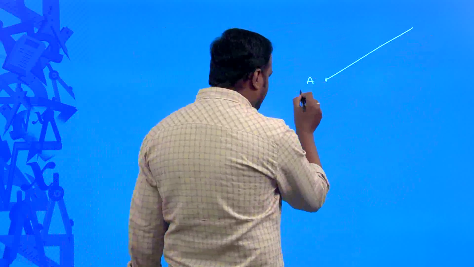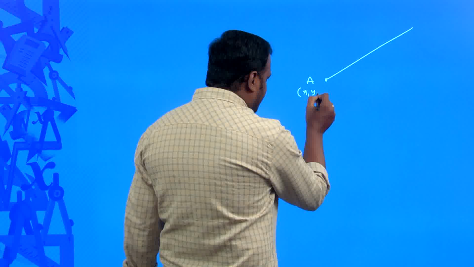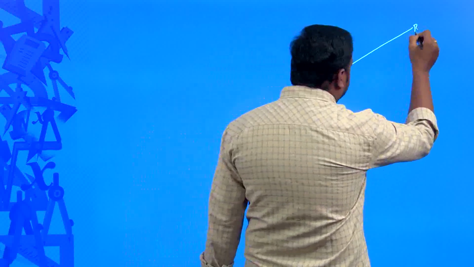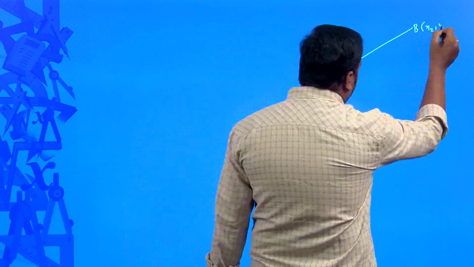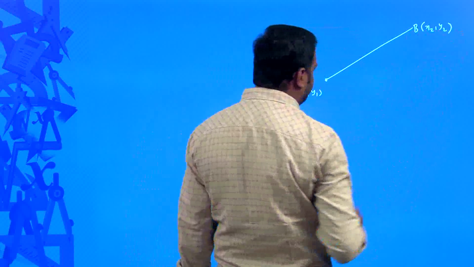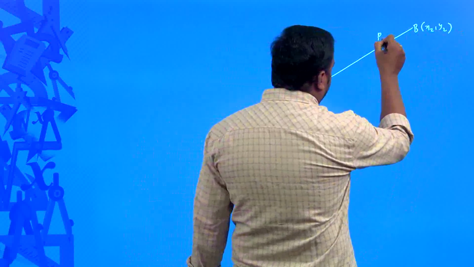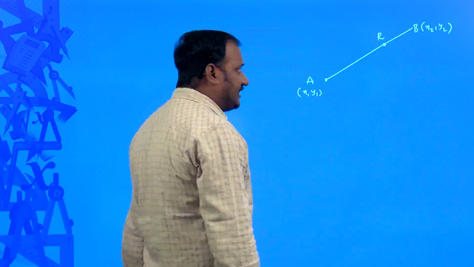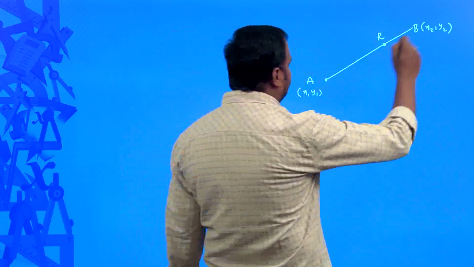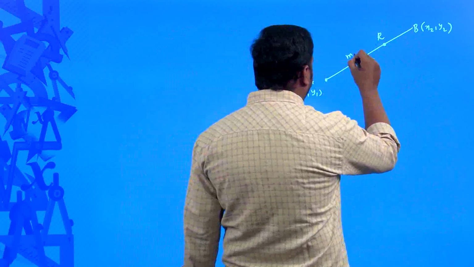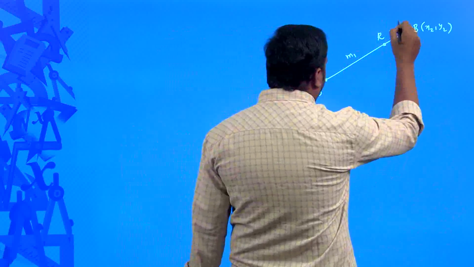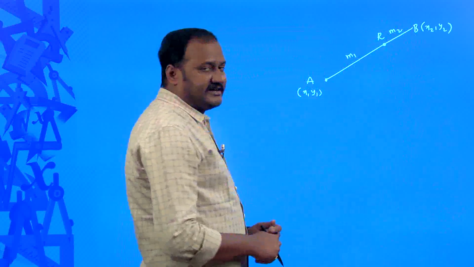Let us consider 2 points, the first point A x1 comma y1 and the second point B x2 comma y2, which are the coordinates of the points A and B. Let us suppose R is a point on the line segment AB which divides AB in the ratio m1 is to m2. Then what are the coordinates of the point R?